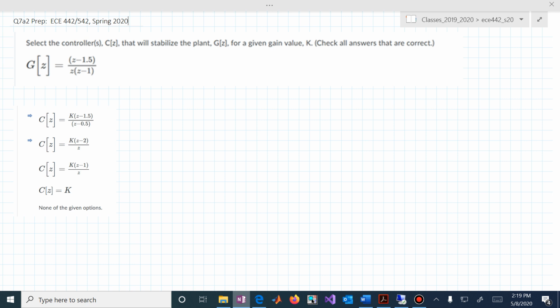This first problem is to select a controller or controllers C of Z that will stabilize the plant G of Z for a given gain value. So we're not worrying about the gain value. We just want to know, in this structure of a controller, can we stabilize the system?